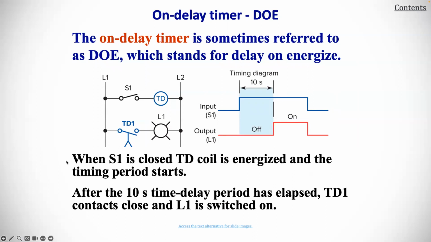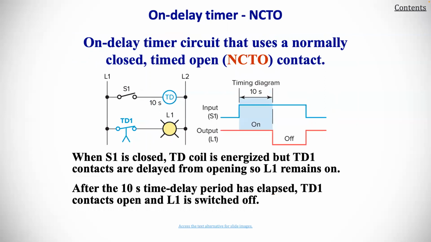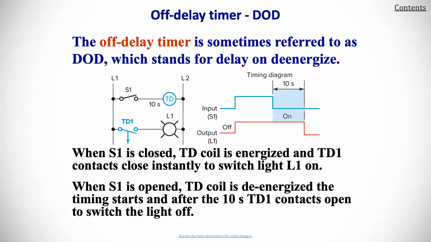When S1 is closed, the TD coil is energized and the timing period starts. After a 10-second time delay period has elapsed, the TD1 contact closes and L1 is switched on. On-delay timer circuits can also use a normally closed timed open, or NCTO, contact. When S1 is closed, the TD coil is energized, but TD1 contacts are delayed from opening, so L1 remains on. After the 10-second time delay period has elapsed, TD1 contacts open and L1 is switched off.